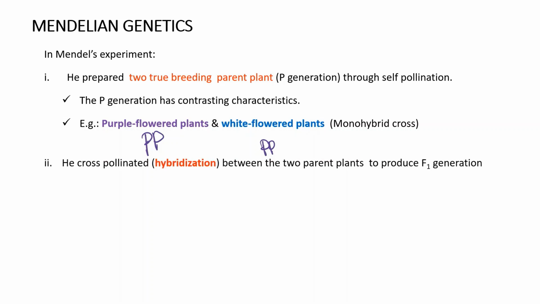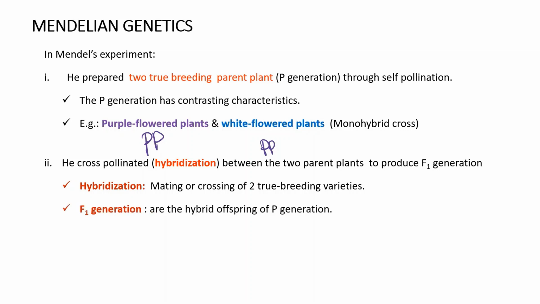He then cross-pollinated between the two parent plants to produce the F1 generation. Cross-pollination is also known as hybridization. Basically, hybridization involves mating or crossing of two true breeding varieties. From this hybridization, it produces the F1 generation. The F1 generation are the hybrid offspring of the P generation, or the parental generation. F1 hybrids will then self-pollinate and produce the F2 generation.